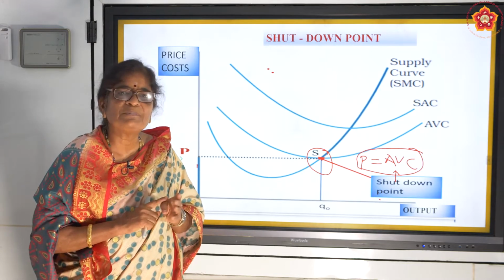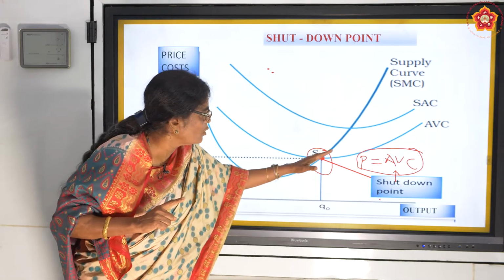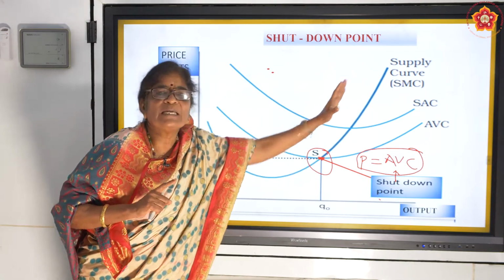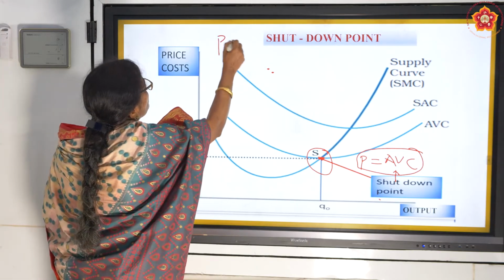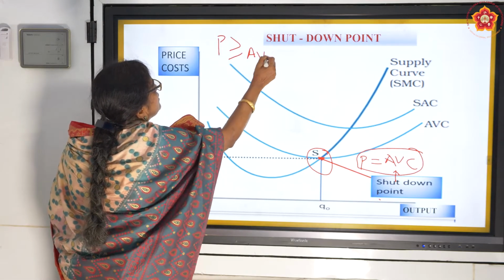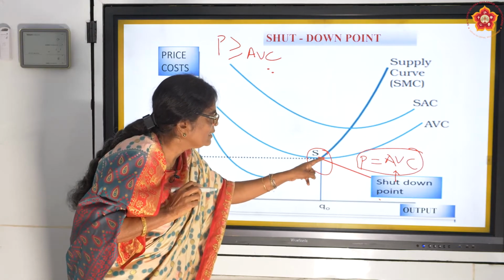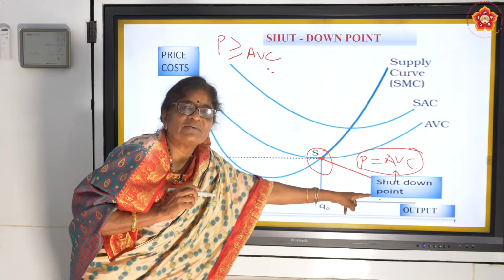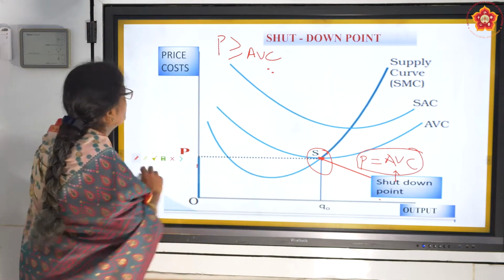The first condition is P is equal to MC. The second one, MC must be non-decreasing, it should be upward sloping. The third condition was price should be greater than or equal to AVC. When price becomes equal to AVC, that point we refer to as the shutdown point. If price goes down, that is the second case.